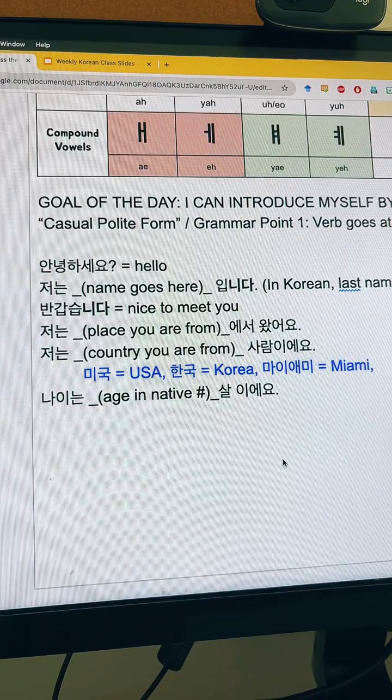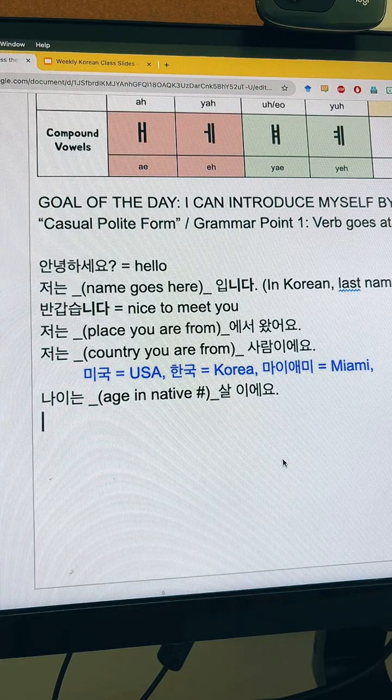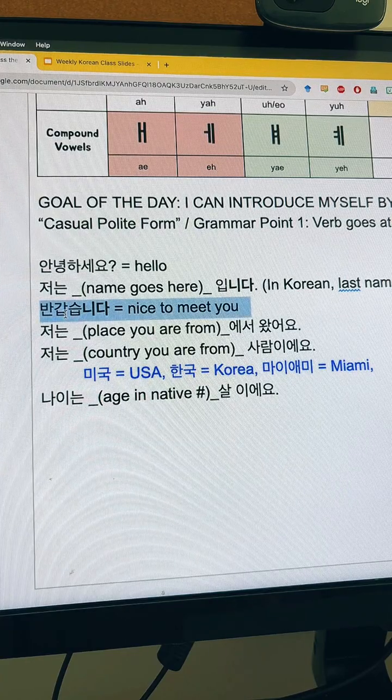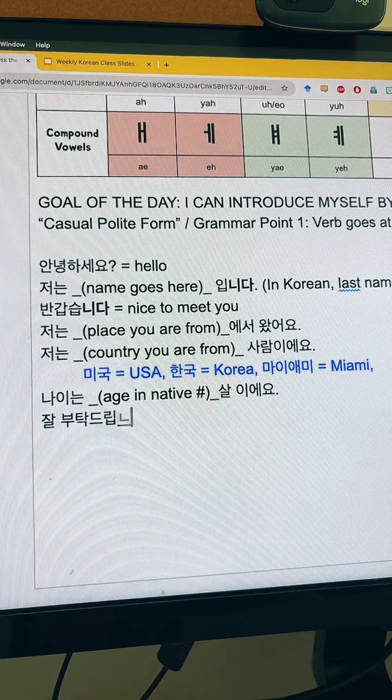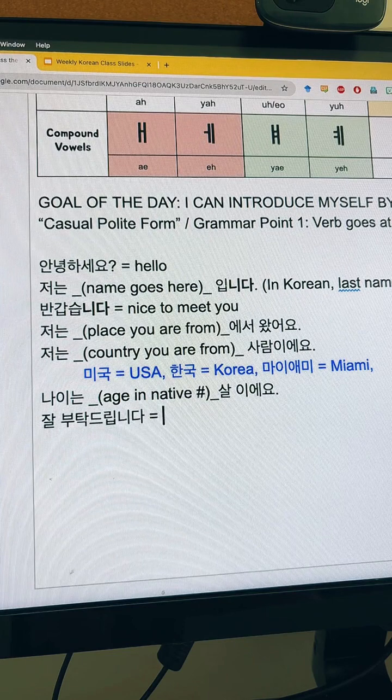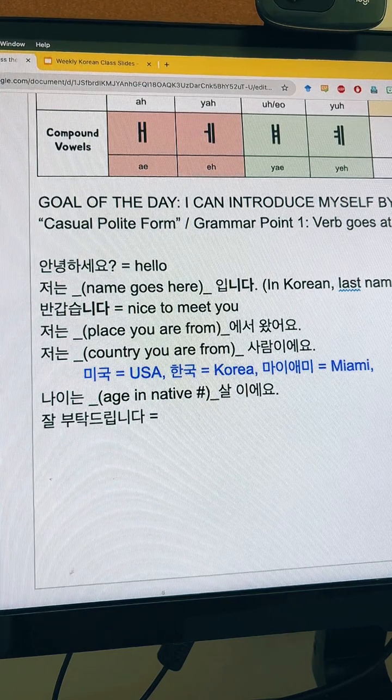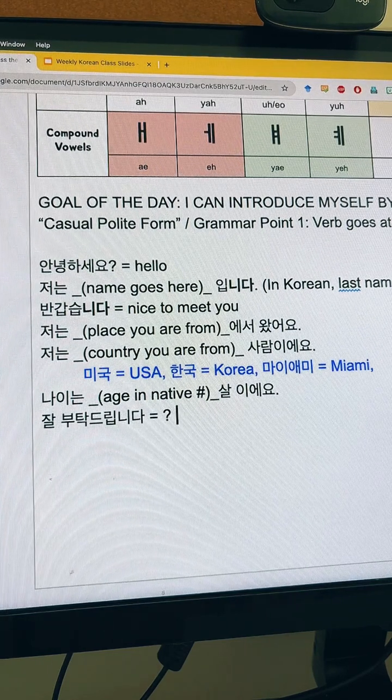And then usually if you want to end a phrase of introducing yourself and you're talking to a group of people, and maybe you're going to be working with them or hanging out with them for a little bit, you can end by saying 반갑습니다, of course. But you can also say this phrase, 잘 부탁드립니다. Who knows what this means? 잘 부탁드립니다. What do you think this means? 잘 부탁드립니다.